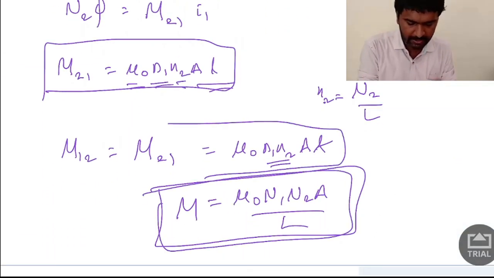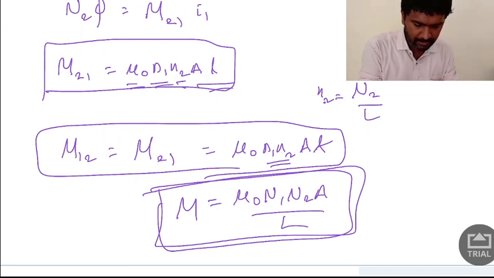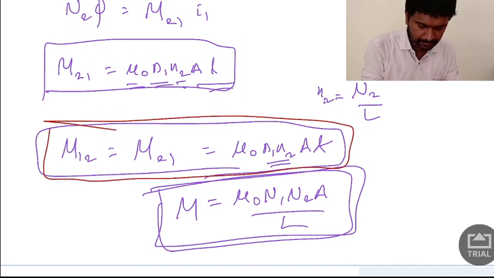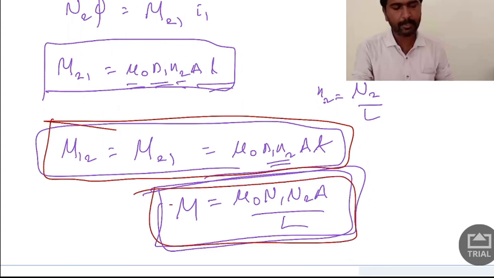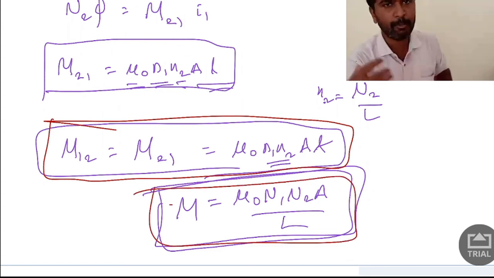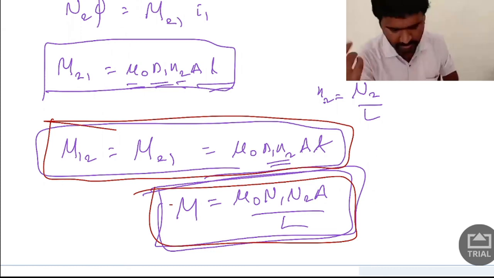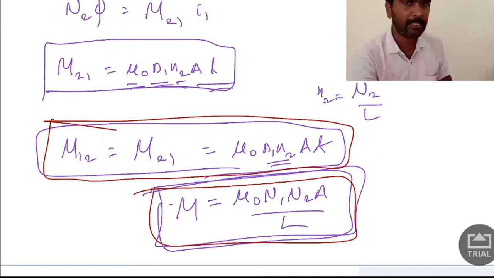You can use this equation or this equation, both are the same. So now we can say that the mutual inductance of 1 with respect to second is equal to the mutual inductance of second with respect to 1. So tomorrow we will continue from here.